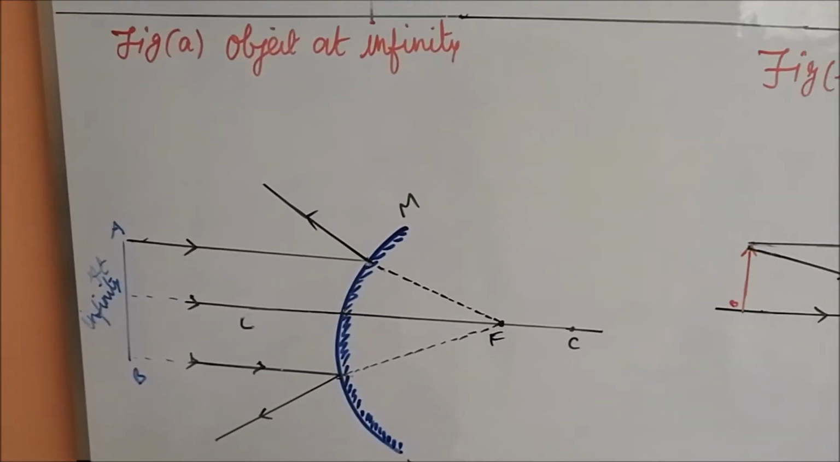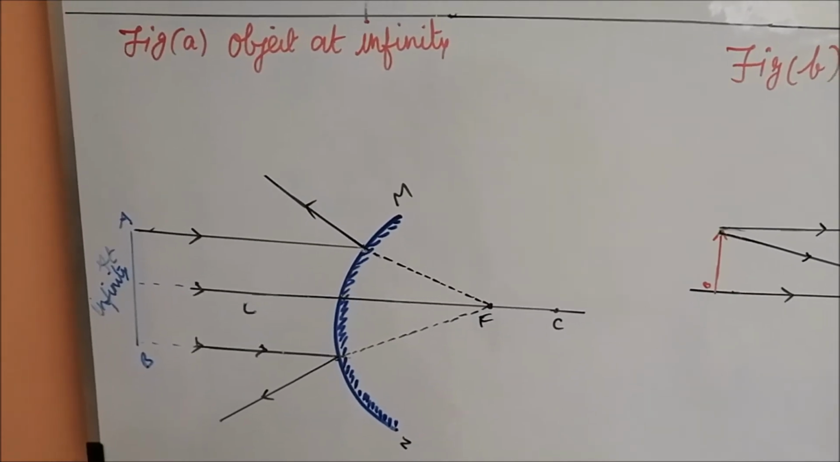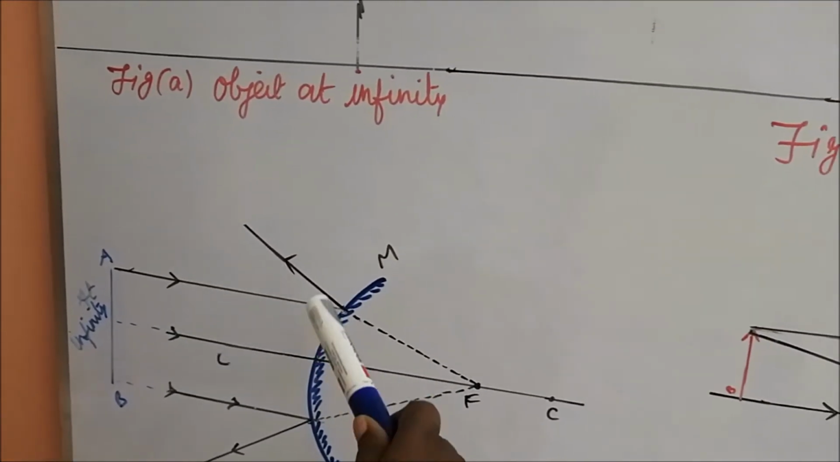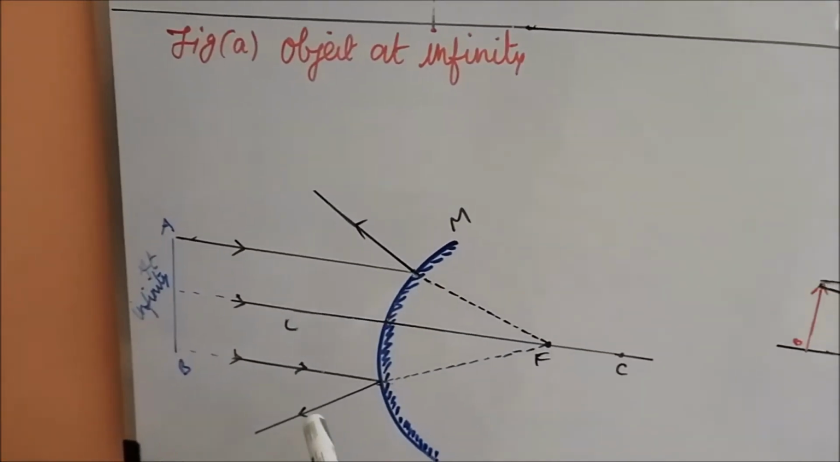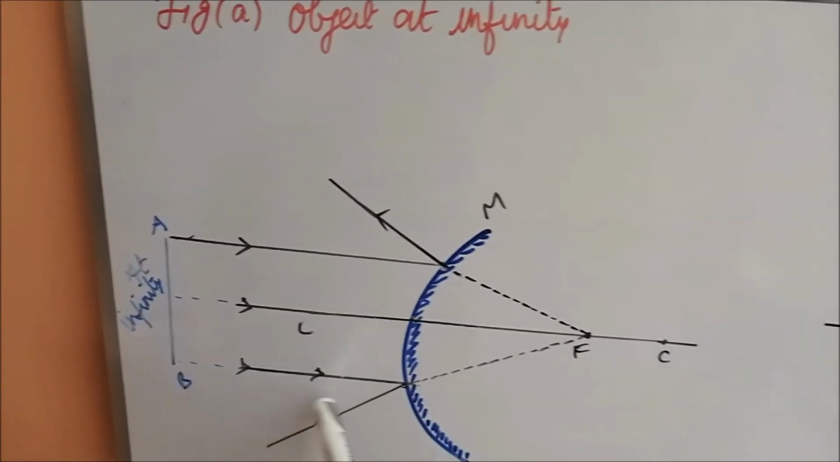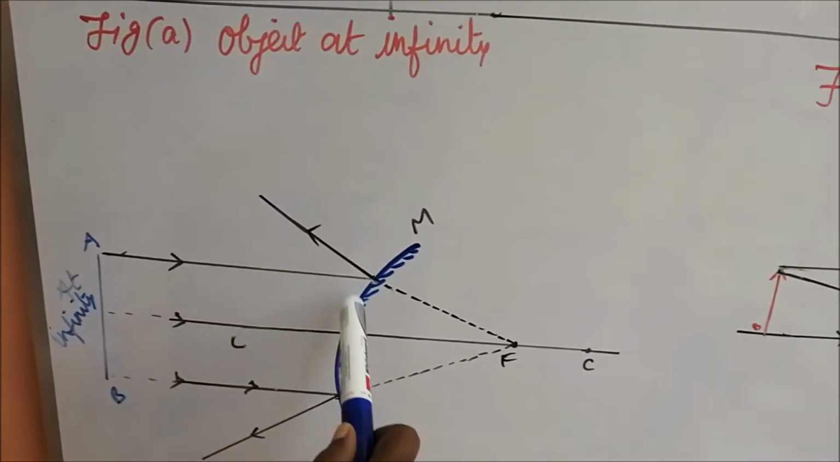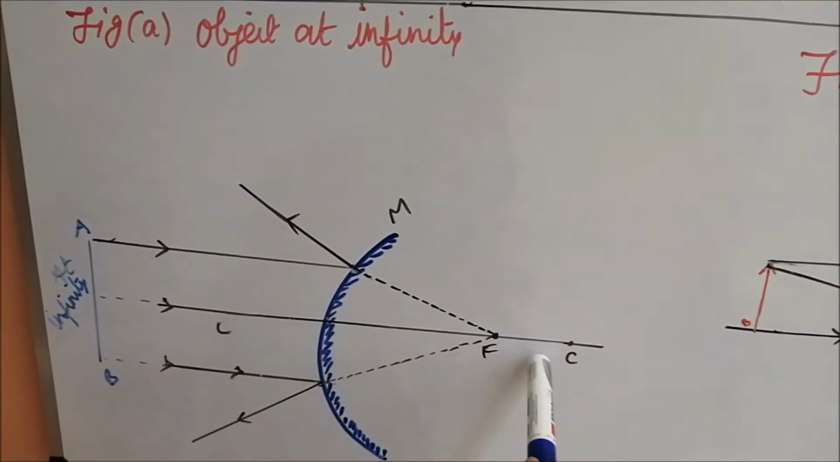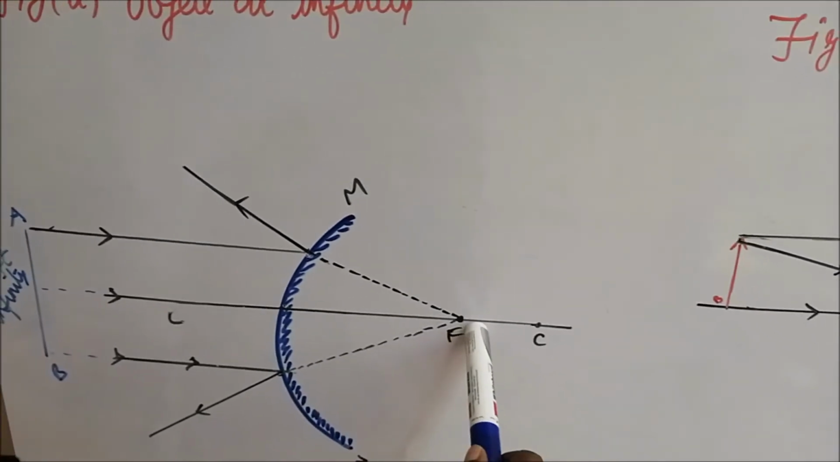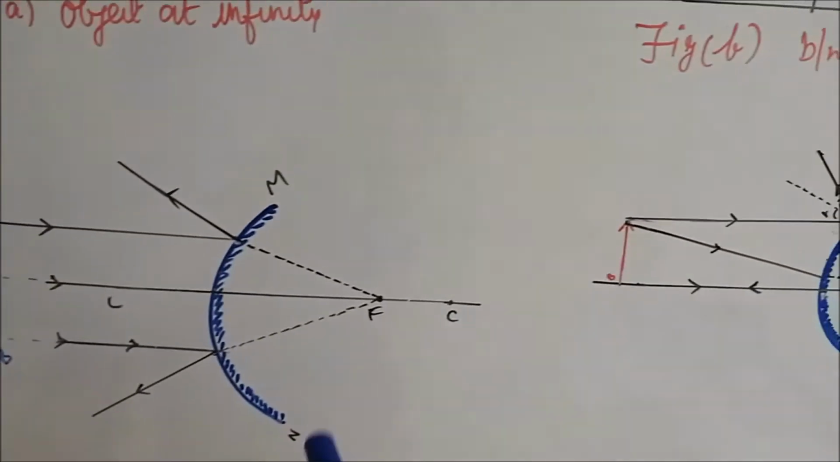Here is a ray diagram for the image formation of convex mirror. The first case, object at infinity. These are the rays which come from the object and get reflected from the reflecting surface in such a way that the image will be formed at the point F behind the mirror.